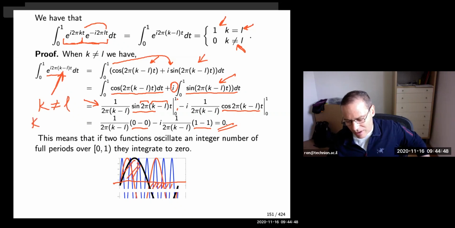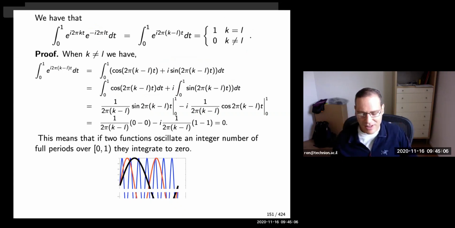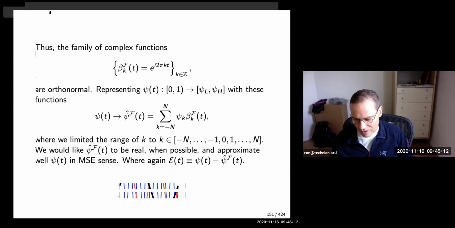However, when k is equal to l, what I have is exponent on the power of 0, which is equal to 1, and integration over 1, over one period, would always be equal to 1. So this is a proof of the orthogonality, in fact orthonormality, of the strange complex basis that we have just defined. Let's now see how we can go.